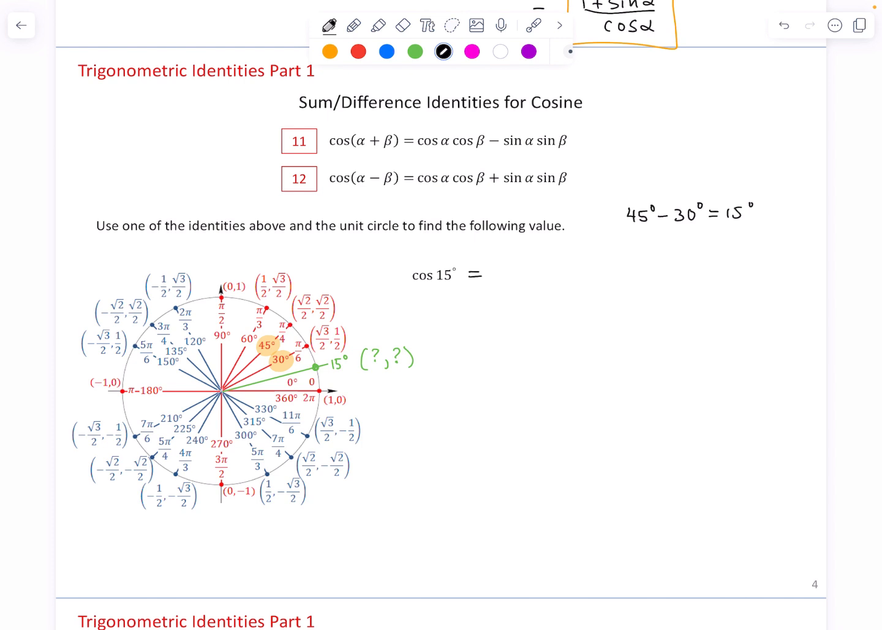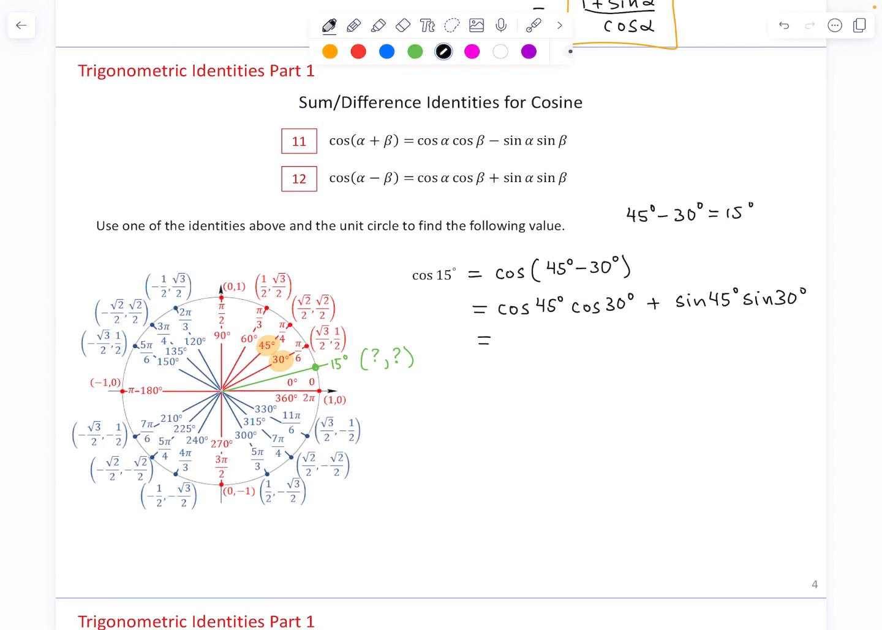The cosine of 15 degrees is equal to the cosine of, and then 15 degrees is the same as 45 minus 30 degrees. And now I'm going to use identity 12, where alpha is 45 degrees and beta is 30 degrees. So we do cosine of the first angle times cosine of the second angle, and then plus sine of the first angle times sine of the second angle. I point out that when we have cosine of alpha plus beta, this sign here is the opposite, subtraction. But when we do cosine of alpha minus beta, we have addition here in our identity.